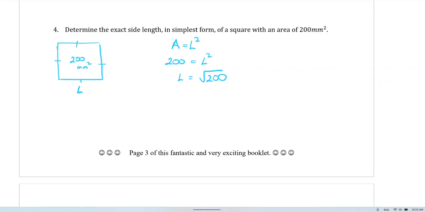So I have found the value of L, but the question did say exact and in simplest form. So I want to simplify the square root of 200. Now, thinking of my perfect square numbers, 200 is 100 times 2. And the square root of 100 is 10. So 10 root 2 is the length, which would be in millimeters of that square.